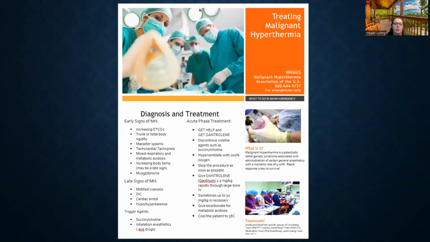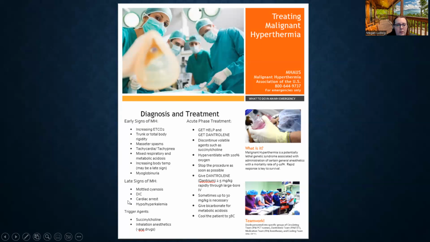It's pretty rare, to be honest with you, but if you look here at what it is, it's a lethal genetic syndrome associated with the administration of certain anesthetics. Mortality rate is 5 to 10%. Really might even be higher than that if you don't treat it quickly. Once it starts, it progresses very rapidly, and if you don't catch it soon, the mortality rate jumps up very high.